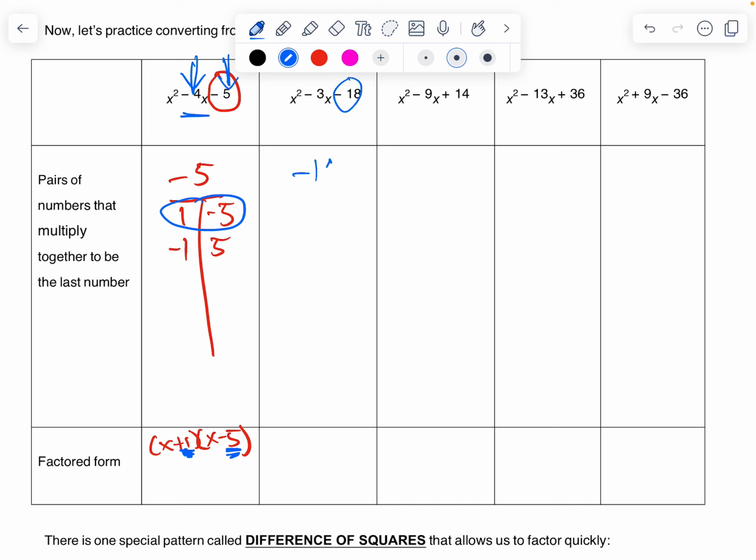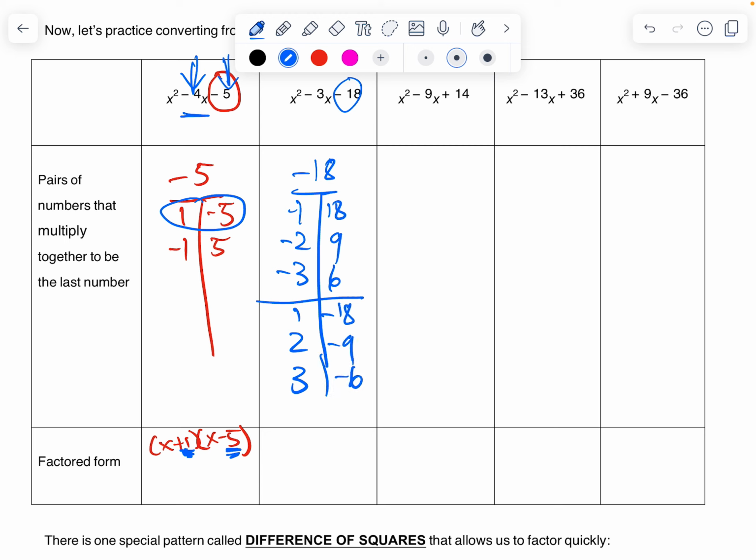Negative 18 is going to be negative 1 and 18, negative 2 and 9, negative 3 and 6. And we can flip those signs, negative 18, negative 9, negative 6. We're looking for a combination that's going to give us negative 3 in the middle. This would give us 17, this would give us 7, this would give us 3, this would give us negative 17, this one would give us negative 7, and finally, our last combination is going to work. 3 minus 6 will be negative 3, and 3 times negative 6 is negative 18. So we can write this in factored form, x plus 3, x minus 6.